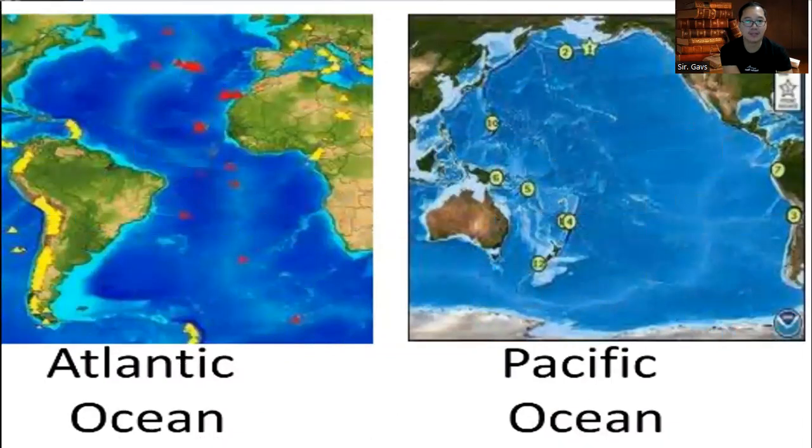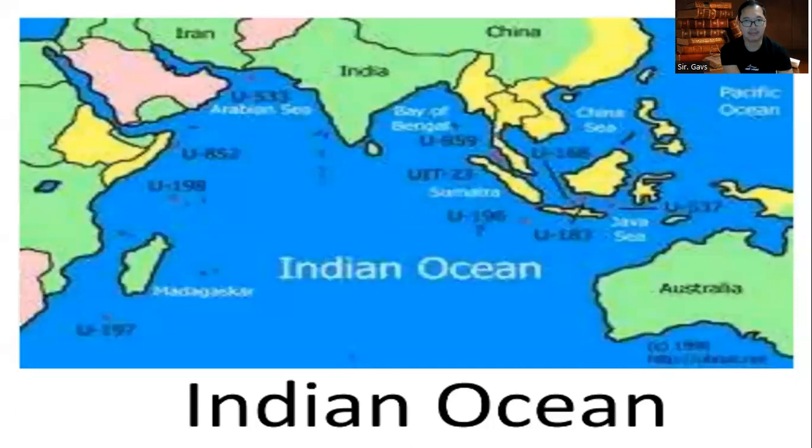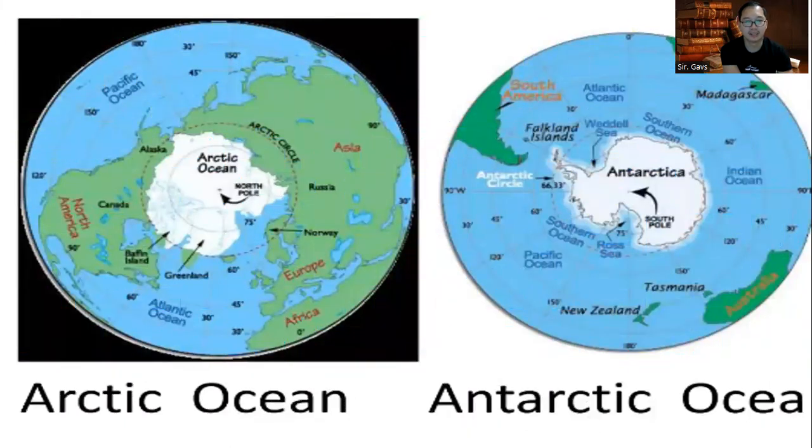We also have these pictures: Atlantic Ocean and Pacific Ocean, Indian Ocean, and also the Arctic Ocean and Antarctic Ocean. So those are the five major oceans.